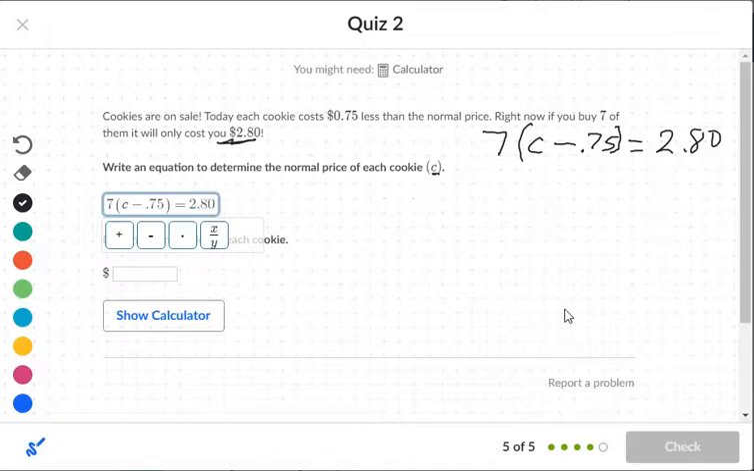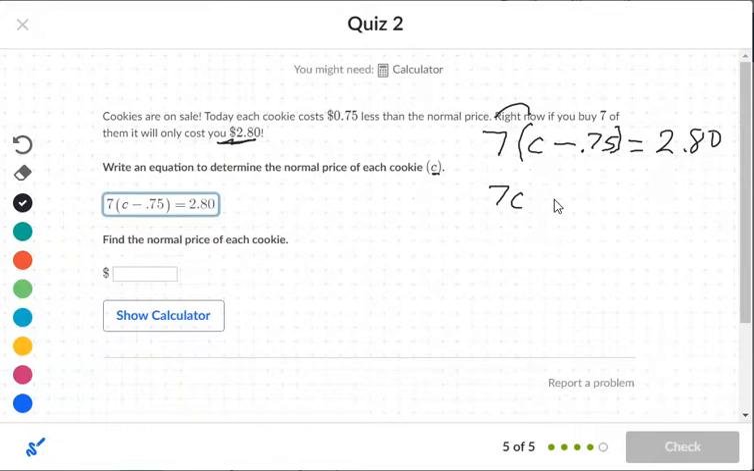2.80. Okay, so now let's solve this down, see what kind of answers we get. So what I want to do is distribute. So I'm going to take 7 times C. So that's going to be 7C. And when I take 7 times 0.75, well, that's going to be a negative 1.75 is equal to 2.80. Because if you think of it, you have 75 cents.